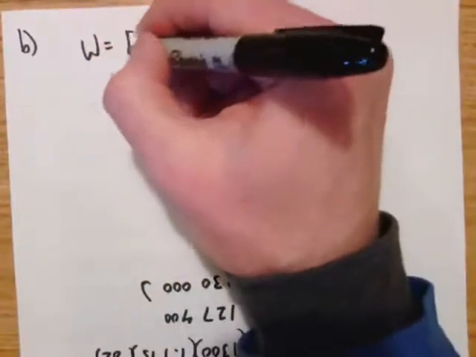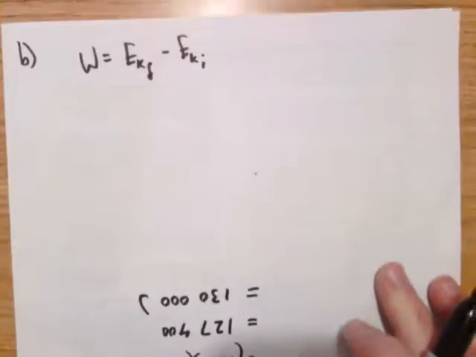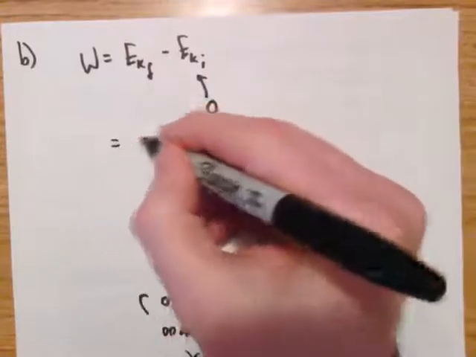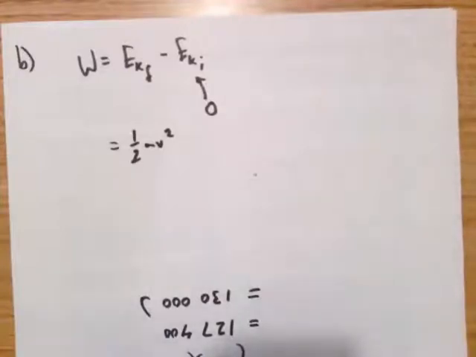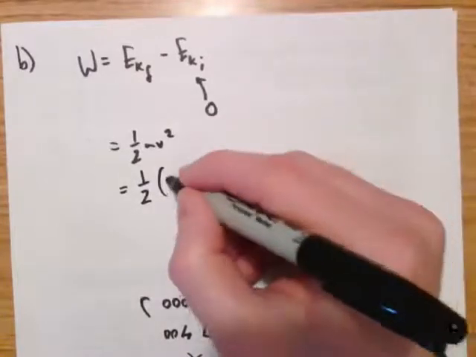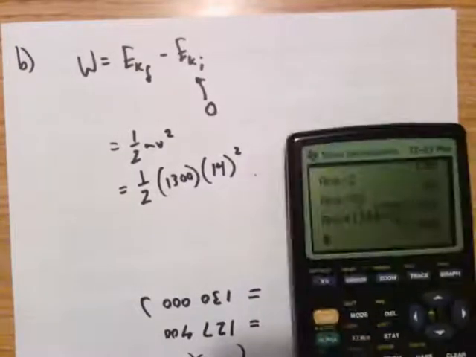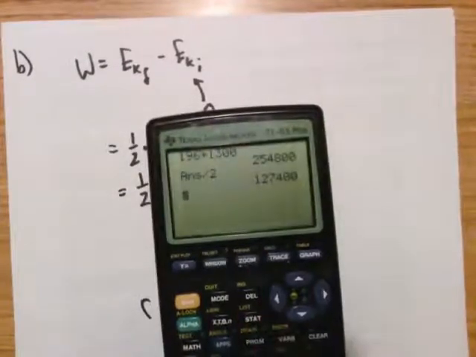Work equals EKF minus EKI. This thing started from rest, so the initial is 0. So this here is 1/2 mv squared at its final speed, which was 14. 1/2 times 1300 times 14 squared. I'll show you, it'll give you the same answer. I just went into autopilot. 196 times 1300 divided by 2. Yeah, you get the same answer. I just did it a different way.